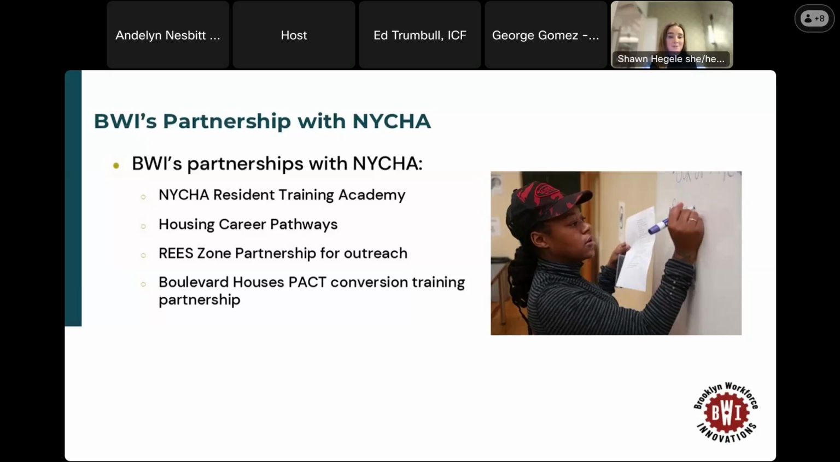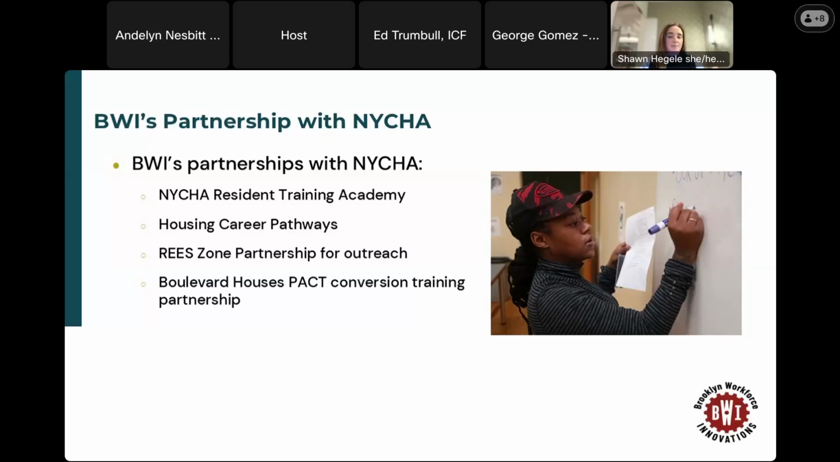George also mentioned the zone partnership. So we're one of those 80+ partners that engages with Reese through a zone partner that allows us to conduct outreach in a particular part of New York City geographically. And that's a very helpful partnership for us in meeting one of the needs that all of our programs have, which is outreach and spreading the word about all of the different training opportunities that we offer to residents of public housing.